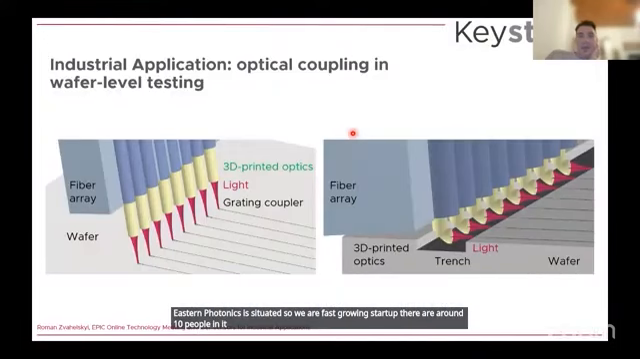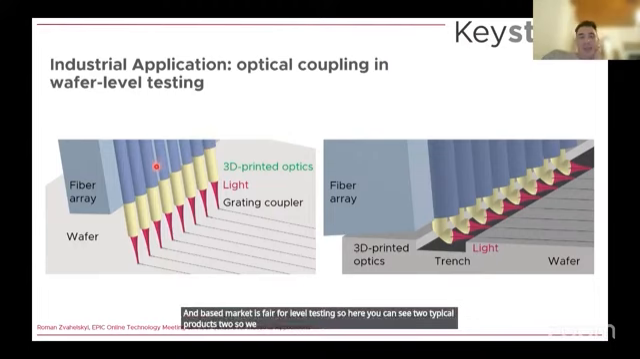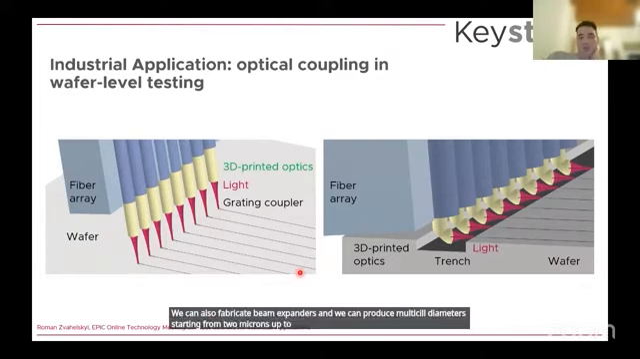And yeah, speaking about industrial applications, we provide innovative solutions for optical coupling, and our base market is wafer level testing. Here you can see two typical products. We fabricate lenses on fiber arrays for both grating coupler solutions and for trench coupling, where we can deflect light by 90 degrees or by any artificial angle. We can also fabricate beam expanders, and we can produce mode field diameters starting from 2 microns up to 15 microns.